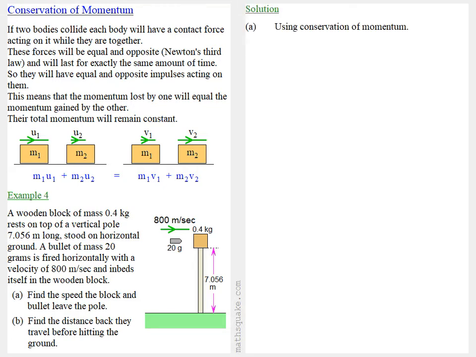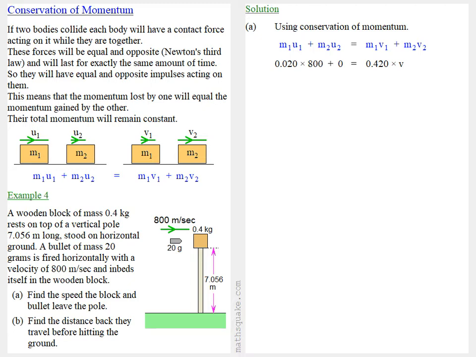We can solve this using conservation of momentum. Now we have m1u1 plus m2u2 equals m1v1 plus m2v2. So let's suppose the bullet and the block leave the pole together with a speed of v. Now the bullet weighs 20 grams, and in kilograms that's 0.02, and the speed of the bullet is 800 meters per second. So the momentum m1u1 is equal to 0.020 times 800. The block is stationary initially, and so its momentum is 0.